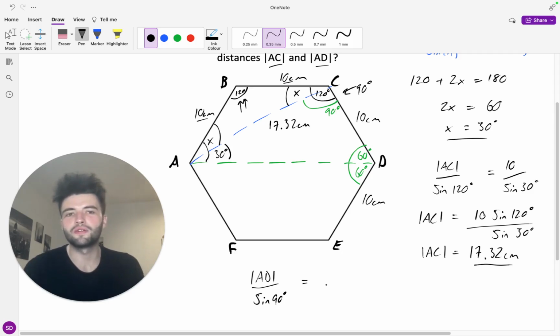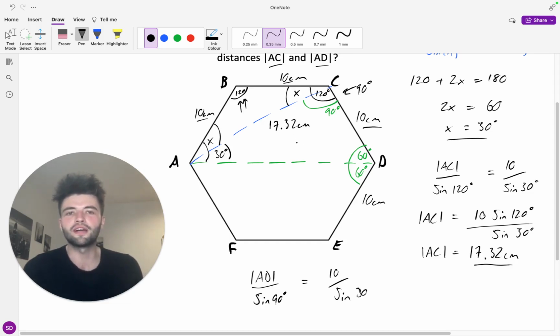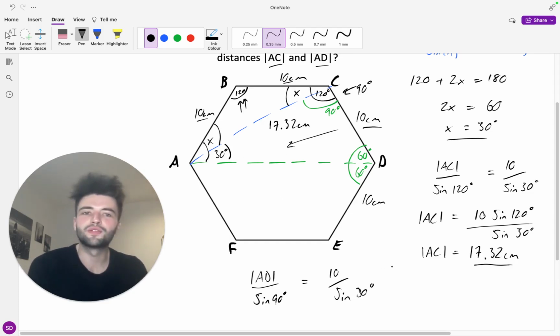On the other side of our sine rule, we want a known side, so we can use our 10 centimeters over here on the right. The angle opposite this side length of 10 centimeters is going to be sine 30, which comes from looking across from our 10 centimeters. If we draw an arrow across from 10 centimeters, you can see we've got 30 degrees there at the bottom of this triangle ACD.